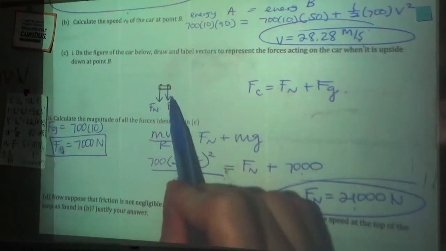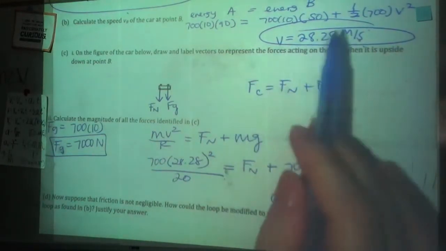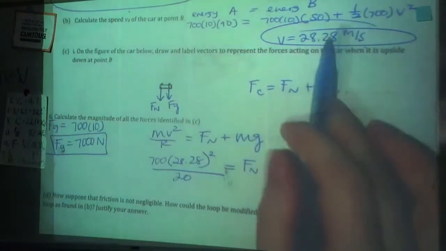Because the normal force plus the force of gravity, both these forces down, add up to the centripetal force with the mass of 700 and this velocity at a radius of 20.